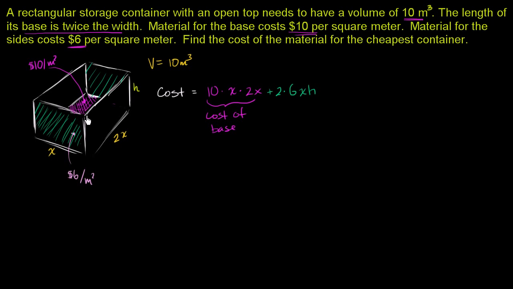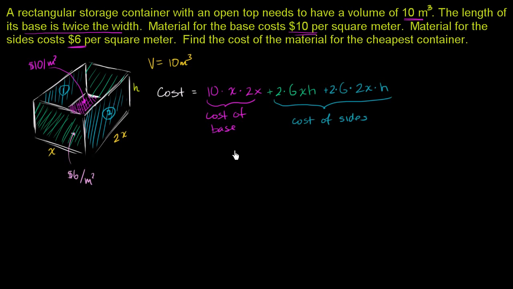And then we have these two other side panels. We have this side panel right over here, and this side panel right over here. The area of each of them is going to be 2x times h. The cost of the material is going to be 6. So the cost of one of the panels is going to be $6 per square meter times 2xh meters squared. But we have two of these panels, so we have to multiply by 2. And so this right over here is the cost of the sides. Let's see if we can simplify this.